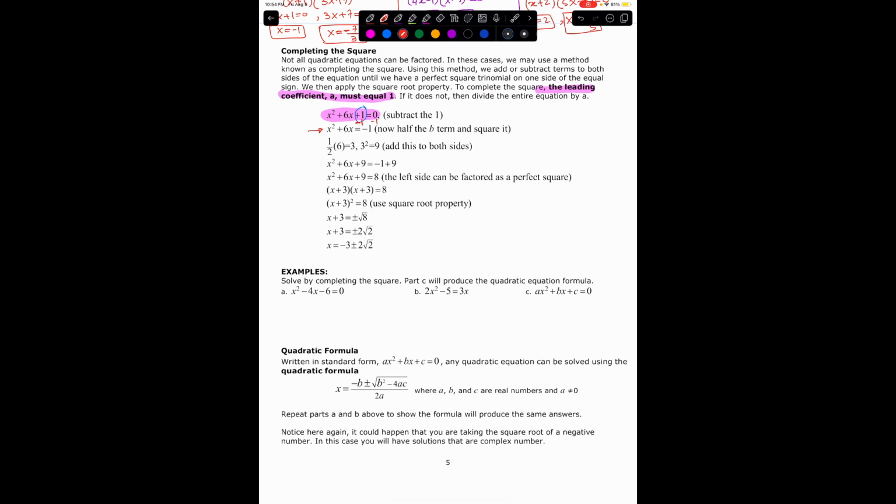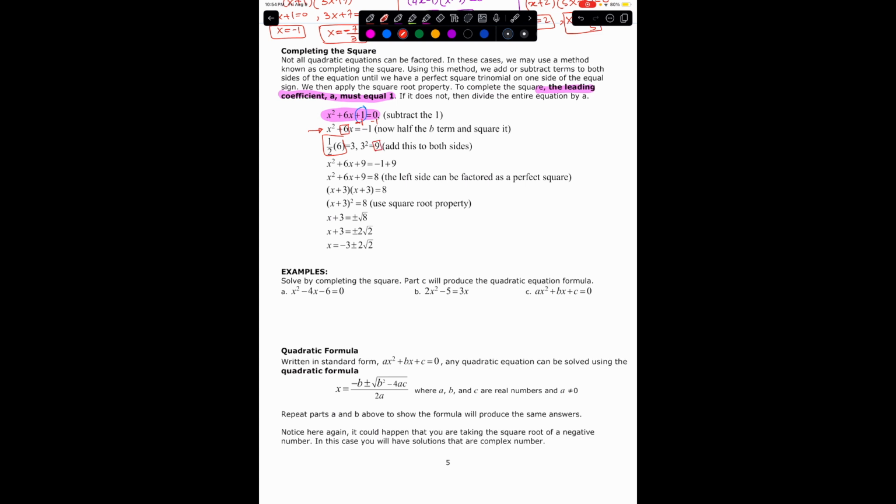Now, we're going to add an amount that is going to make the trinomial a perfect square trinomial. That number is not a mystery. We can find it. We're going to take the middle term, b, cut it in half, and square it. So if you half the 6, you get 3. If you're in doubt, just multiply 0.5 times the middle term, and that should give you the answer. And then if you square the 3, you end up with 9.